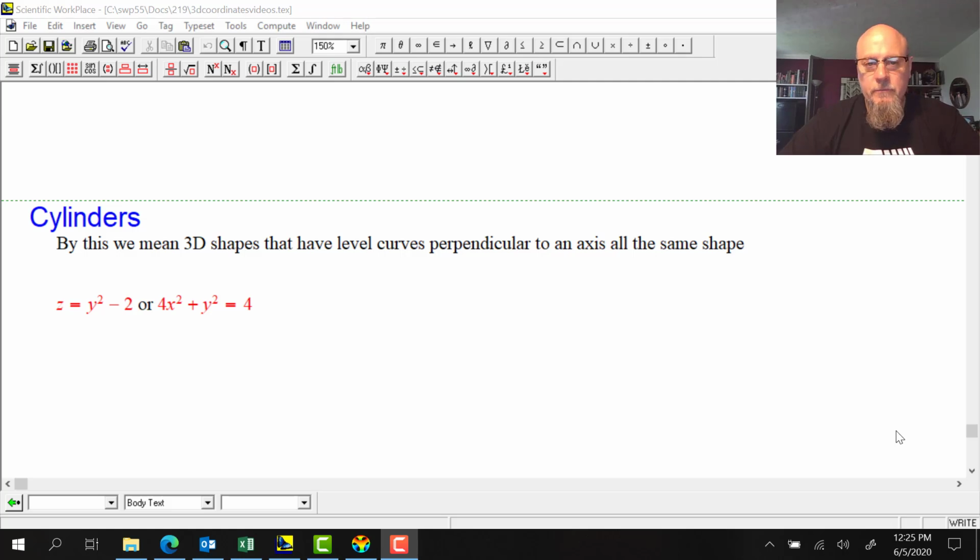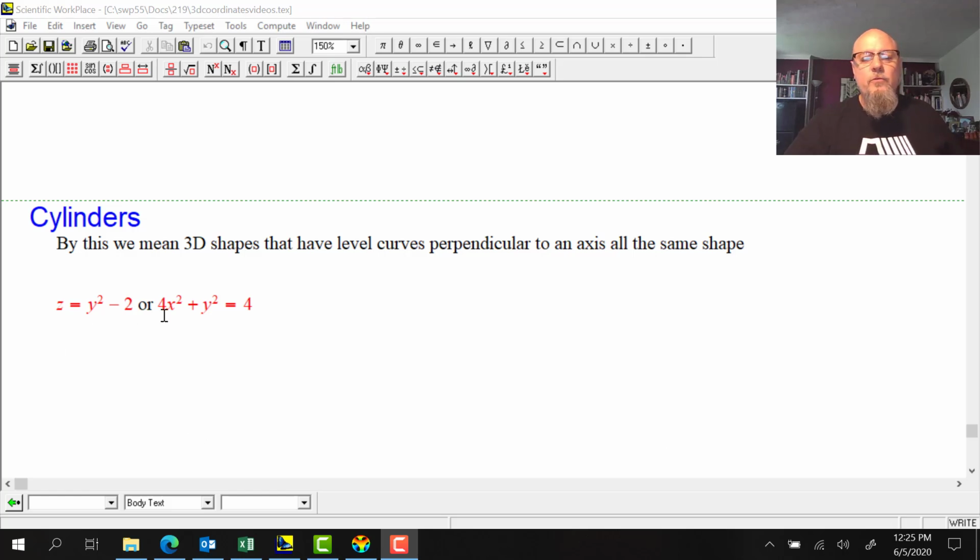Let's talk about cylinders. When I say the word cylinder, you think of a can or something like this as a cylinder. But what we mean in multivariable calculus for a cylinder is any sort of 3D shape or surface that has level curves perpendicular to an axis that are all the same shape. Algebraically, what it looks like is we're missing one of the variables.